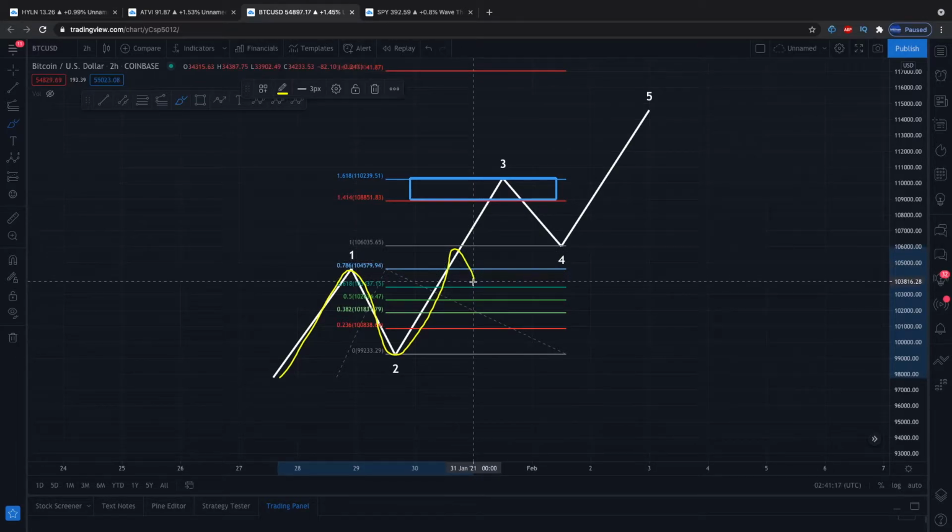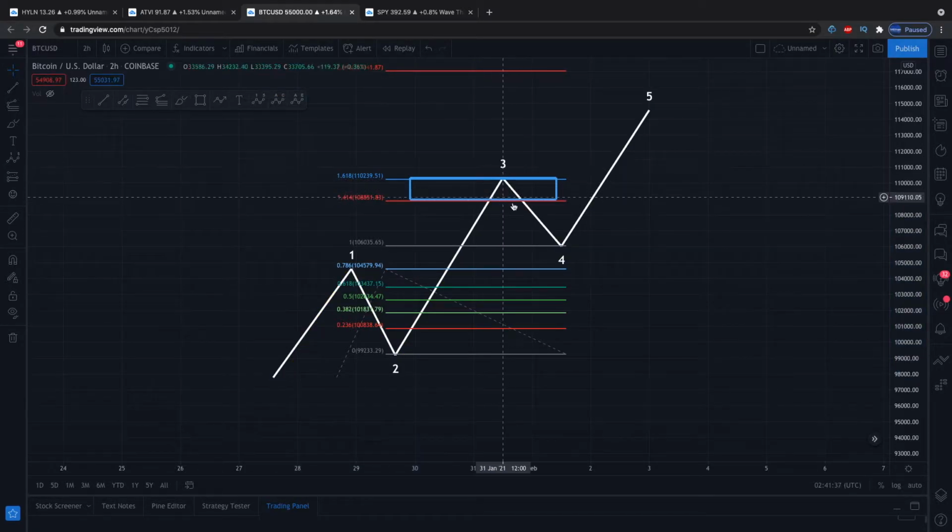So we kind of see some kind of pullback here, and then a push further upwards into these levels. So that's just a rough drawing. Obviously, this is not how it usually works, but what I'm trying to say is expect some kind of pullback from this one-to-one level. And that presents another buying opportunity for you to get into this further move upwards for wave 3.